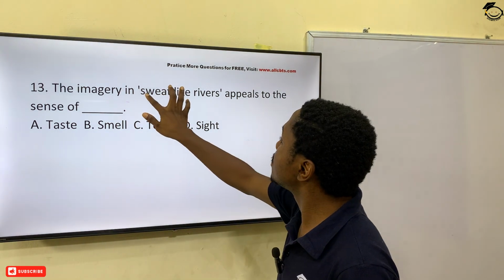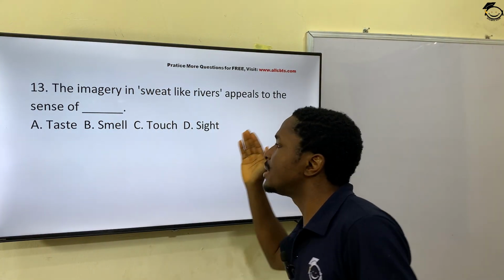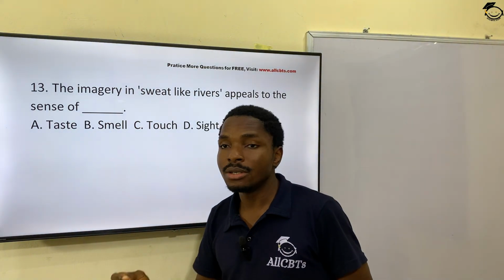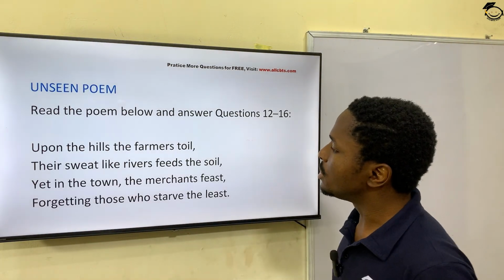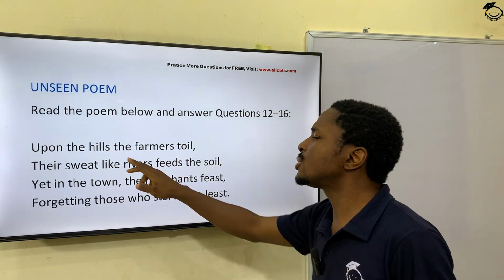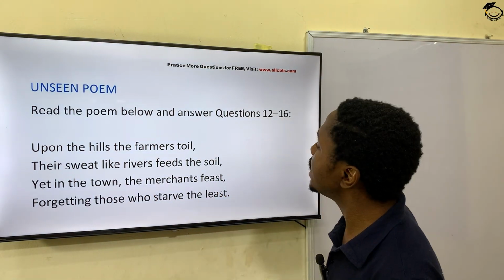Question 13. The imagery in Sweat Like Rivers appeals to the sense of what? You saw this phrase there. Let's go back to the poem. It says, upon the hills the farmers toil, their sweat like rivers feed the soil. Now to the question again.